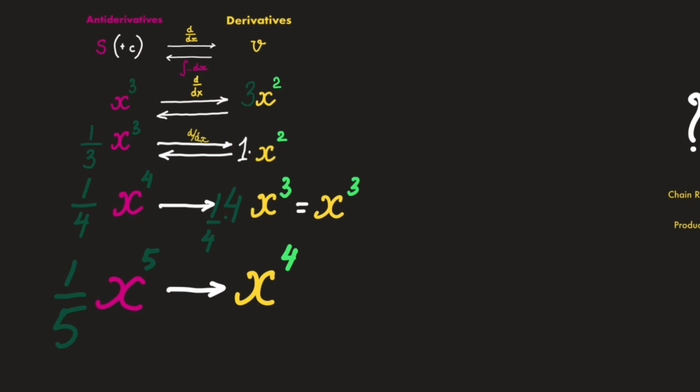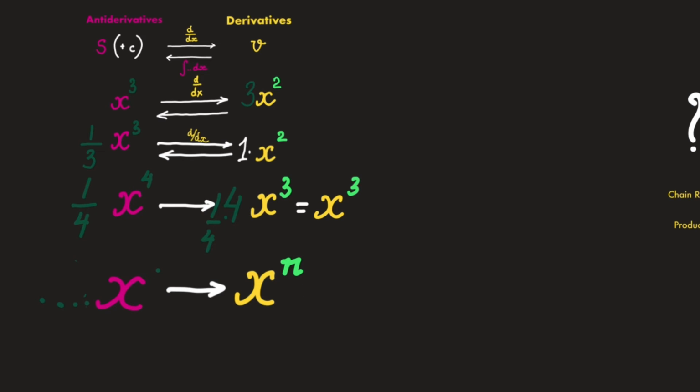Now, if you continue this game, you can easily find that an antiderivative of x to the 4 is 1 over 5 times x to the 5th. And an antiderivative of x to the 5 is 1 over 6 times x to the 6th. And if you have infinite time, you can continue this with all natural numbers. But you don't, so let us just write a single general formula for this. Let's consider a general exponent n. Tell me, what would be an antiderivative of x to the n?